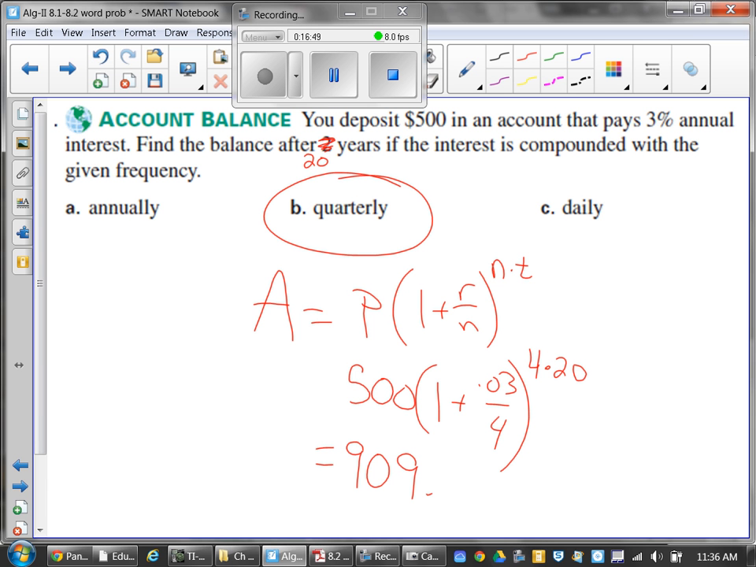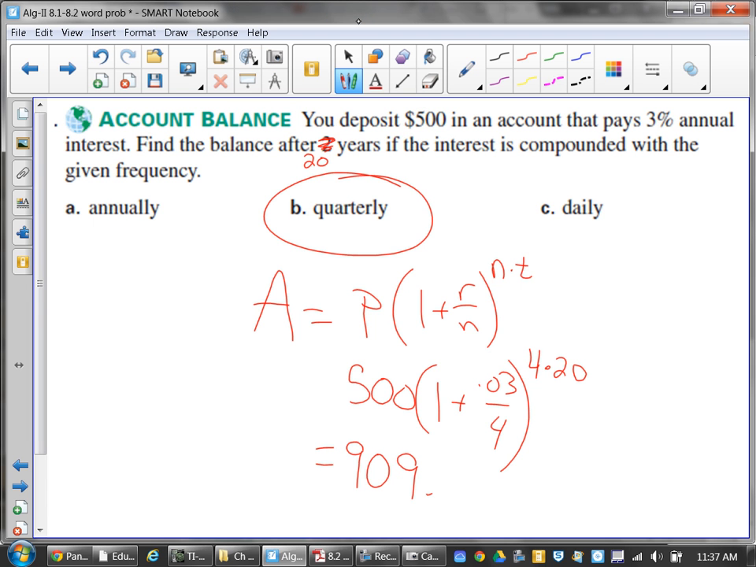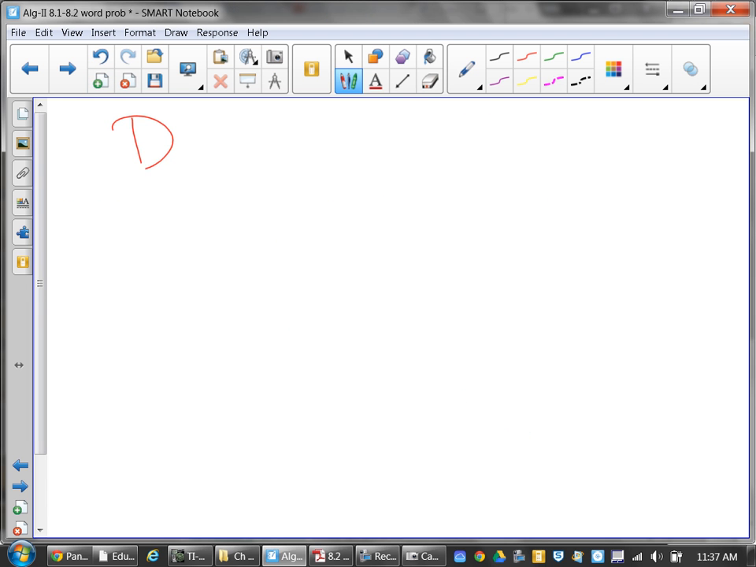Now the other one we deal with quite often, which is another thing that's very, very common to work with, is something called depreciation. I've heard of that. Well, it sounds like the opposite of appreciation. Exactly. It sounds like depression. It's depreciation. Depreciation is exponential decay.